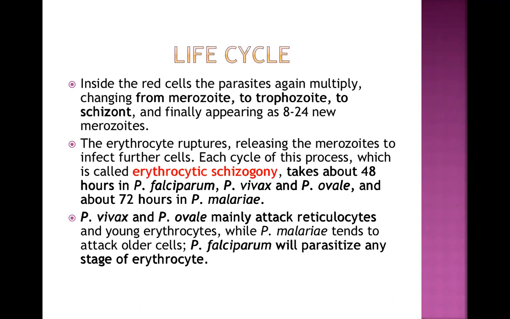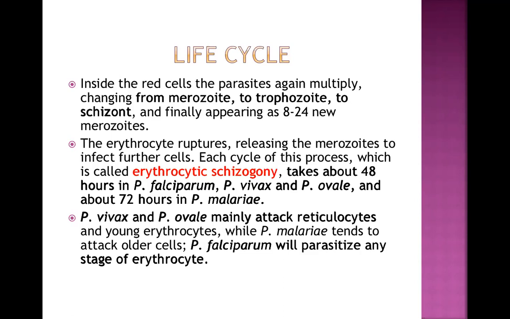Now let's talk about what happens inside the red blood cell. Inside the red blood cell, those parasites multiply and go through different developmental stages. Remember, when they enter the RBC they are in the merozoite stage. Now they develop into the schizont. Schizont means they look like a big cell, and inside this big cell there are so many pathogens. Some of them would also develop into trophozoites. When that schizont ruptures, around 8 to 24 new merozoites come out, and they infect other, healthy RBCs.